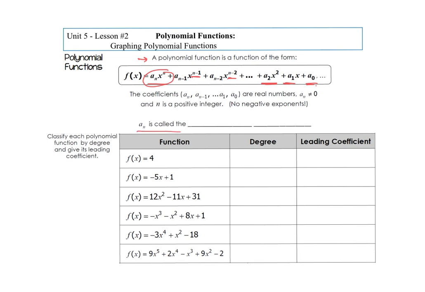Okay, a sub n is called the leading coefficient. And a leading coefficient is the number that's in front of the variable or letter that has the largest exponent of the whole polynomial. So we'll kind of practice in this next part, identifying what the degree of a polynomial is and the leading coefficient. So we're going to start small and work our way up.